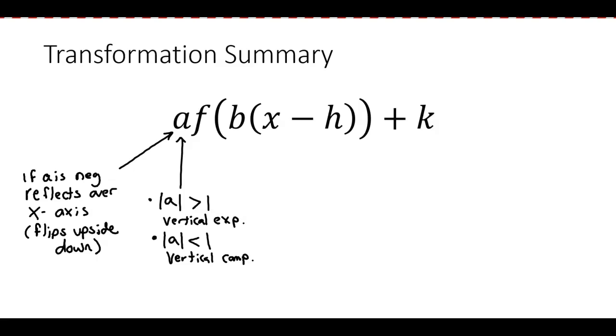Okay? So that a tells us quite a bit. If it's negative, it flips it upside down. If there is a number greater than 1 there, then it's going to stretch it vertically. It's going to make it taller. If it's less than 1, it's going to make it shorter. It's going to smash it closer to the x-axis.